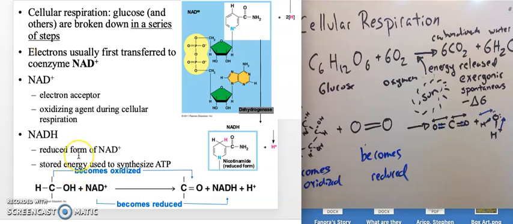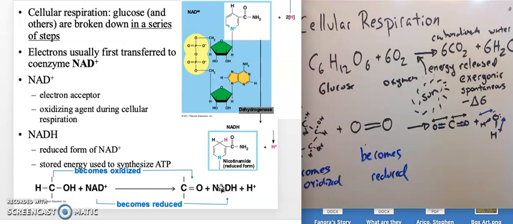So one example of these electron carriers is NADH, or NAD+. So NAD+ can gain electrons. It can become reduced and form NADH. Well, then NADH can give away its electrons. It can become oxidized, and the process can cycle.